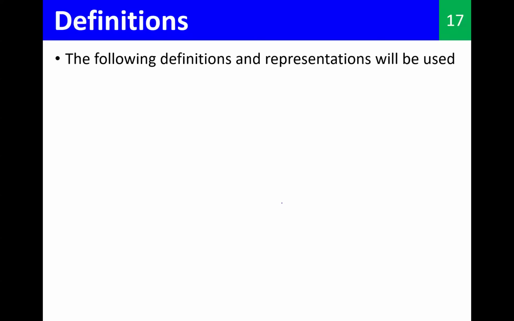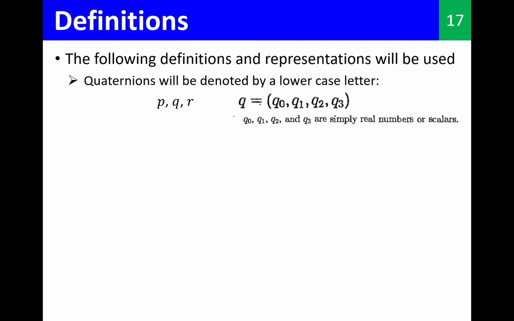So first of all, I will give you some definitions. Definitions are okay. Someone says so, so we just accept it, right? We denote quaternions by lowercase letters, let's say p, q, r. So these are quaternions, and if you take a quaternion, it has 4 elements. They are simply real numbers or scalars, right?